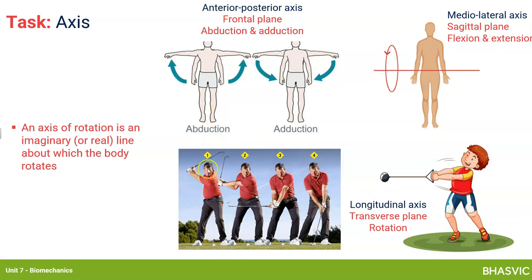It goes the length of the body vertically. The longitudinal axis and the transverse plane are paired to allow rotation to happen at any joint or whole body. Okay, so we know what an axis is. It's an imaginary line. In my head, I picture a skewer going through the whole body or a joint, and it allows rotational movements around that joint and in specific planes, remembering that these axes and planes are paired.